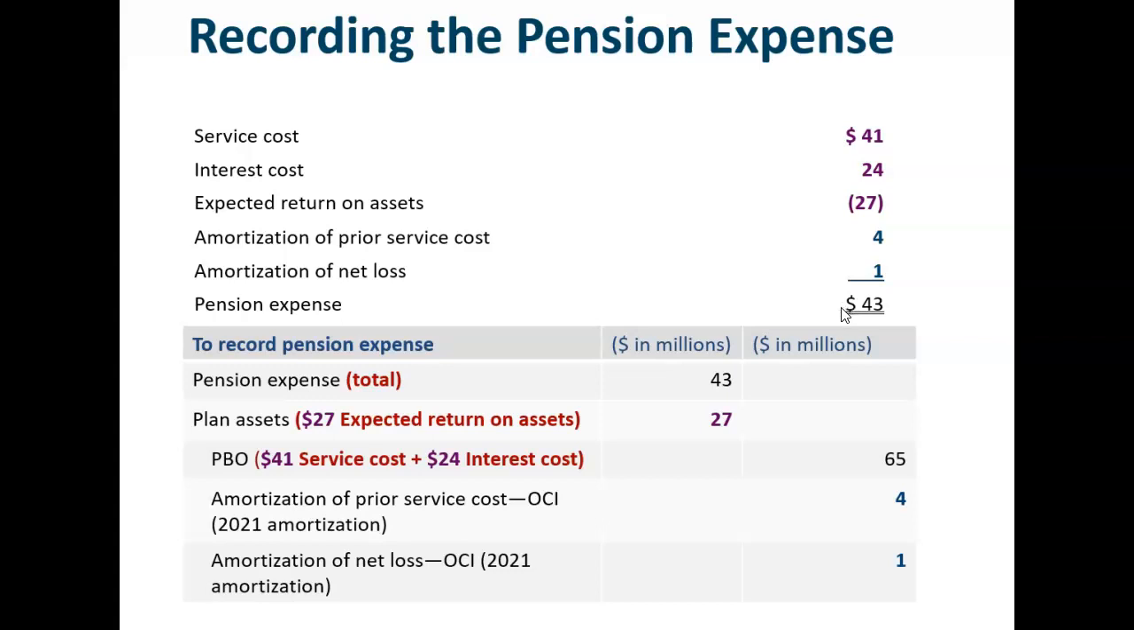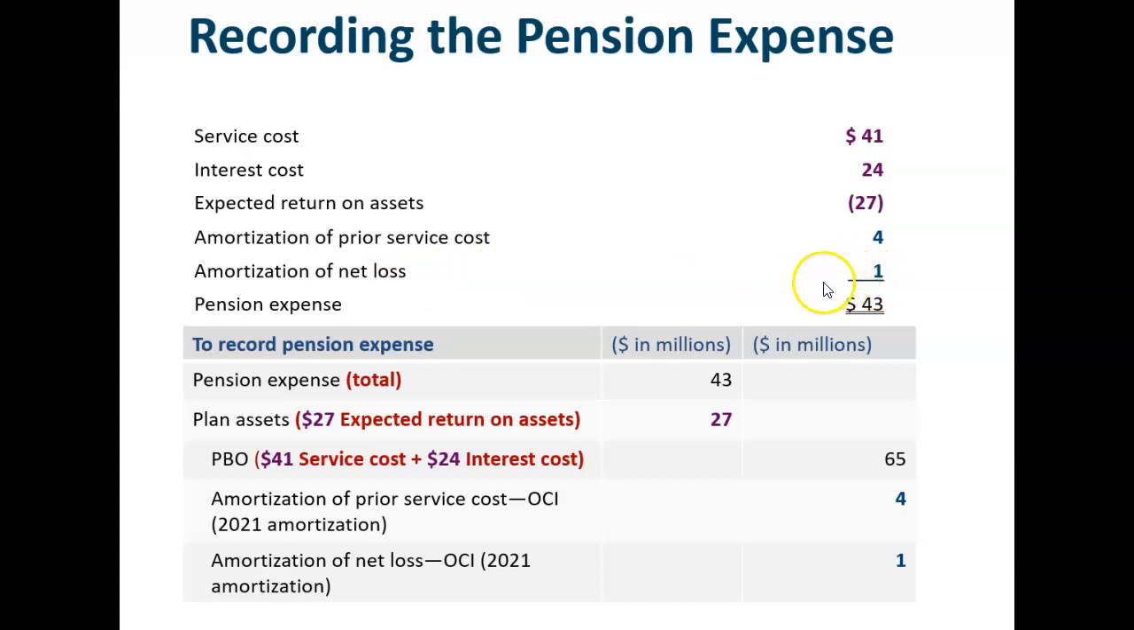The expense includes $41 million of current year service costs and $24 million of current year interest costs. The expense was reduced by $27 million expected return on assets, and the expense was increased by $4 million amortization of prior year service costs and $1 million amortization of net loss.